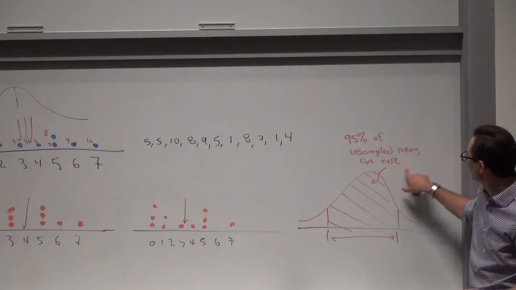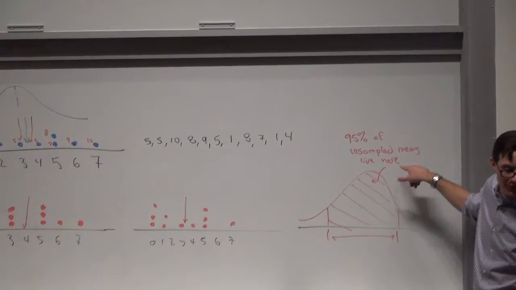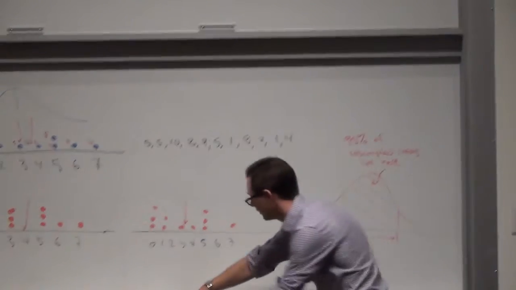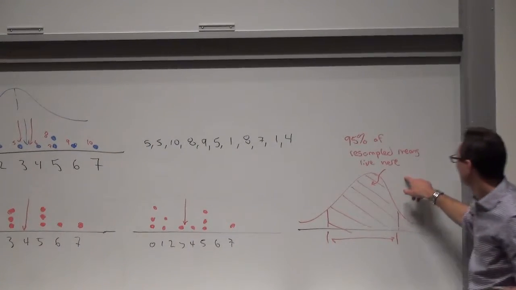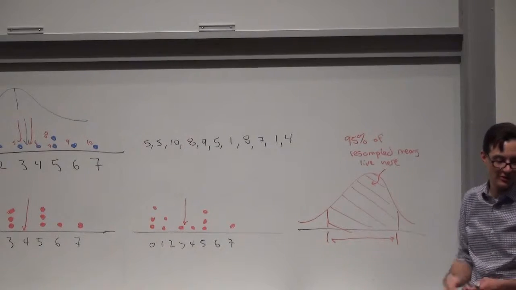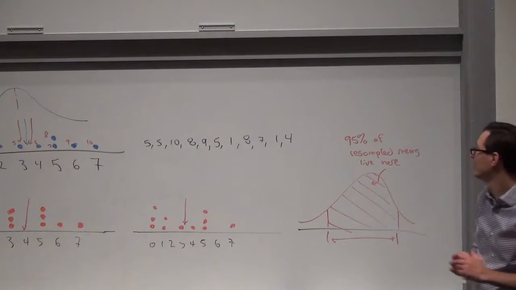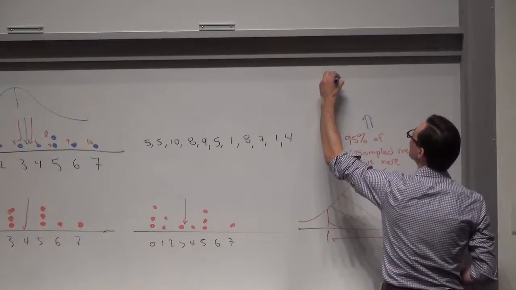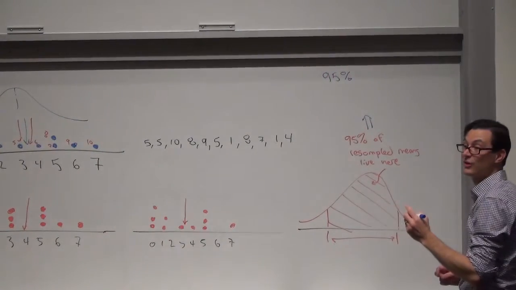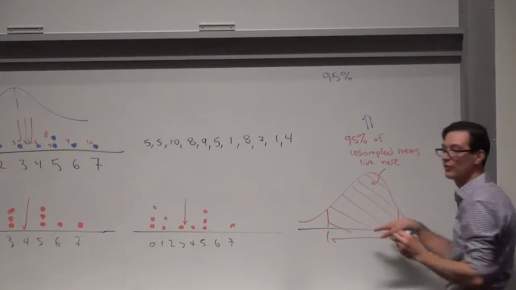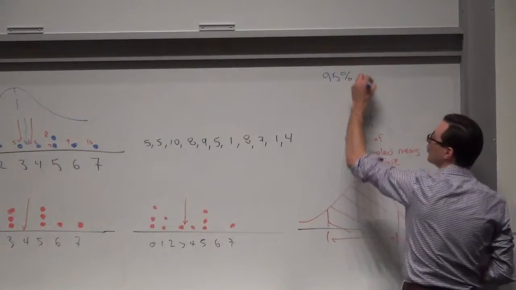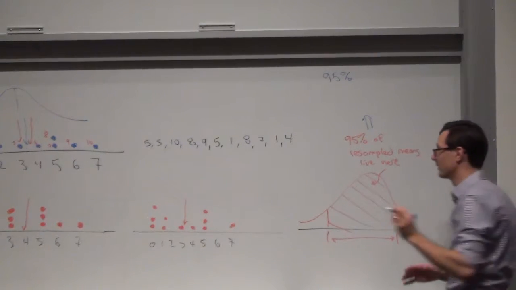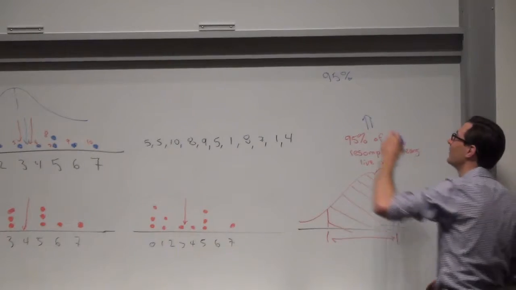Okay, so this is interesting, but what's really phenomenally striking is that if you construct an interval in this fashion, that means that 95% of the time, an interval constructed that way will contain the true population mean. But let me write that down and then we'll unpack that a little bit.